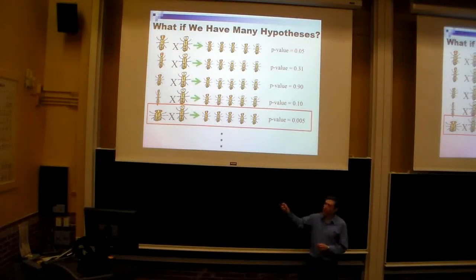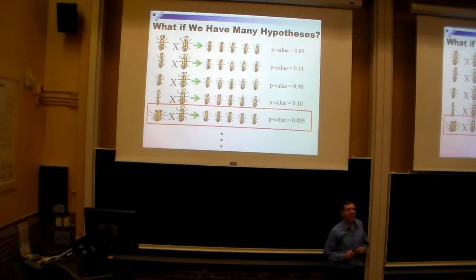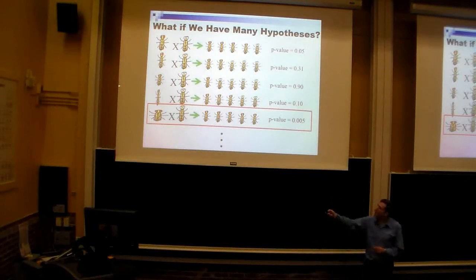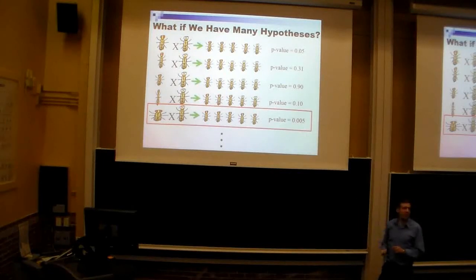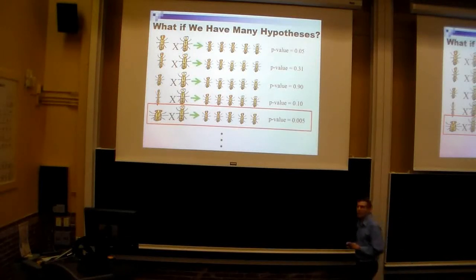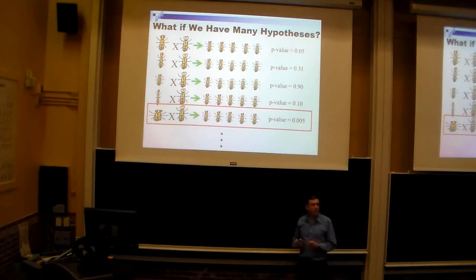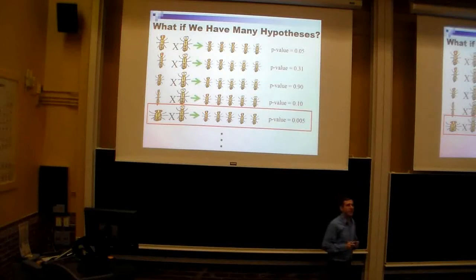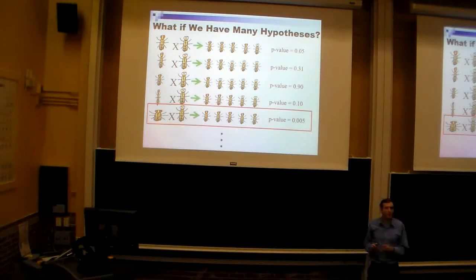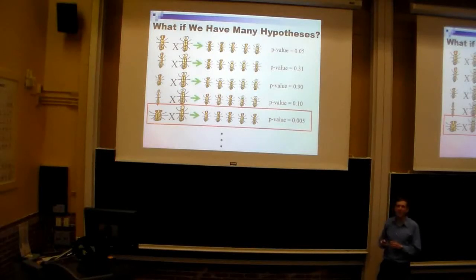So if we had done just this one experiment, we would say this is convincing evidence that this particular strain of red-eyed fly does not have red eyes for a simple Mendelian dominant reason. But if we do this experiment 100 times or 1,000 times, this is actually not convincing evidence anymore. So the p-value is the probability that we would see this particular statistic by random chance in one trial of this, in one run of this experiment.